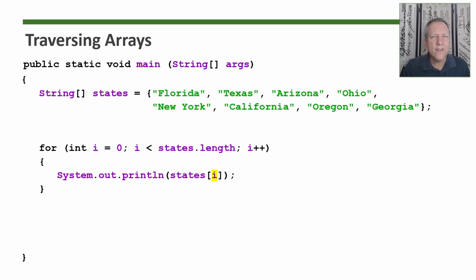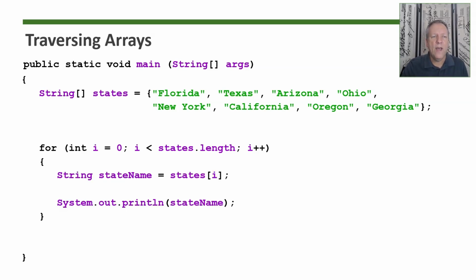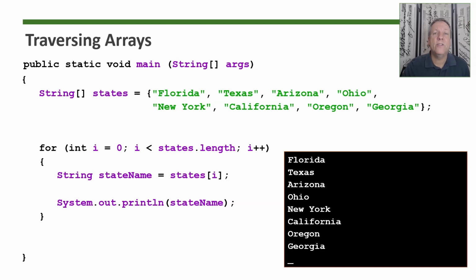I want to make one slight change to this before I run it. Let's add another line of code. As I traverse my loop, I'm going to take that states[i] and store it in a local variable called stateName, and then print out stateName. That shouldn't affect the outcome, right? So when I run this, I still get all of my states printed out, Florida, Texas, all the way down to Georgia.